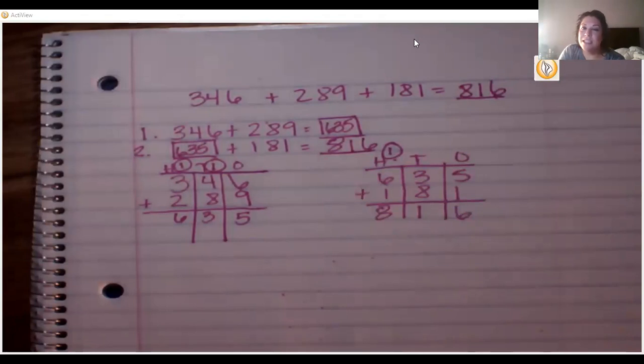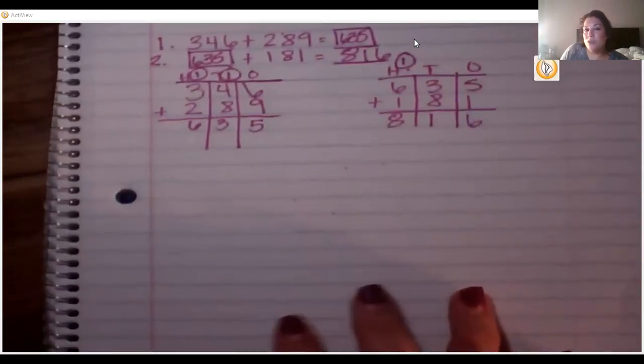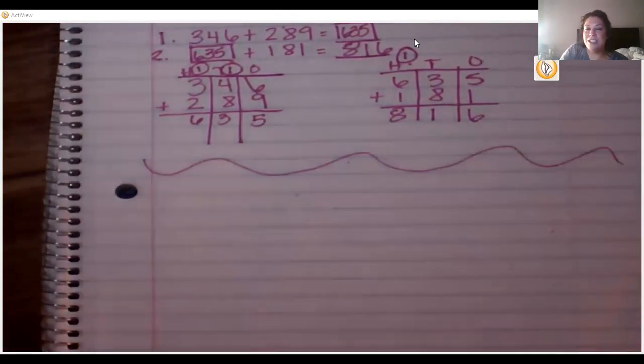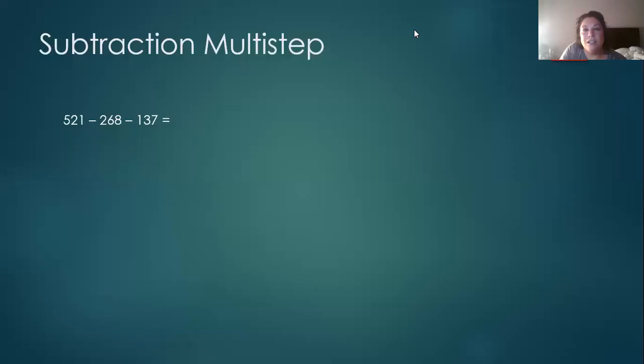Make sure you still have space on your paper, and if not, you might have to go to another page or on the bottom, but it looks like I have plenty of space right down here. So let's take a look at our next problem. Okay guys, so now we're going to take a look at a subtraction multi-step problem. And this problem is going to be 521 minus 268 minus 137 equals something. We're going to find out what that something is.